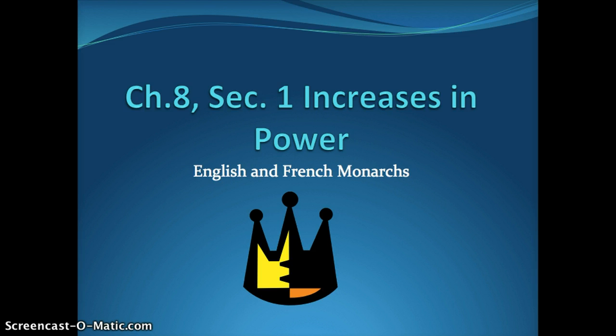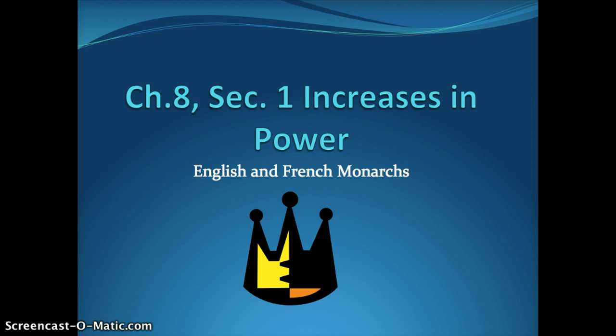So you did chapter 8, section 1, and in that packet, all of the monarchs were trying to gain power and increase their power because they had equal or less power than nobles and the church. So that packet's all about what they did to try to get power. This PowerPoint and video is about how their actions gave them more power.